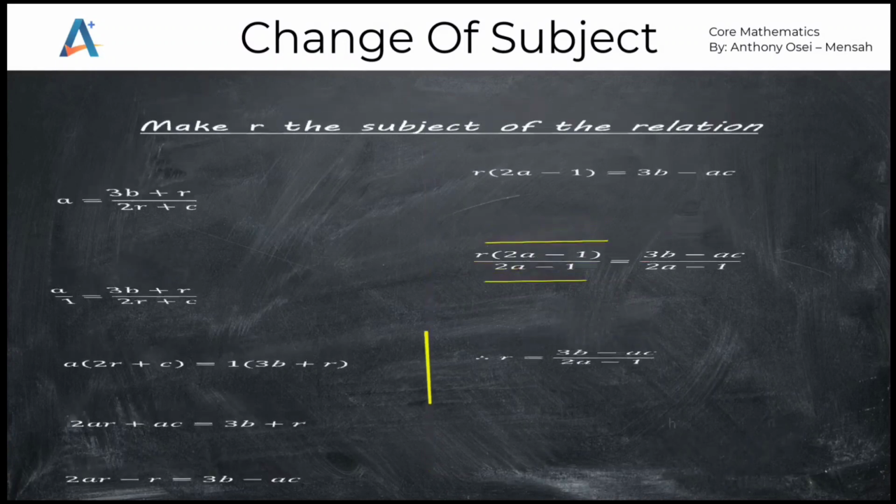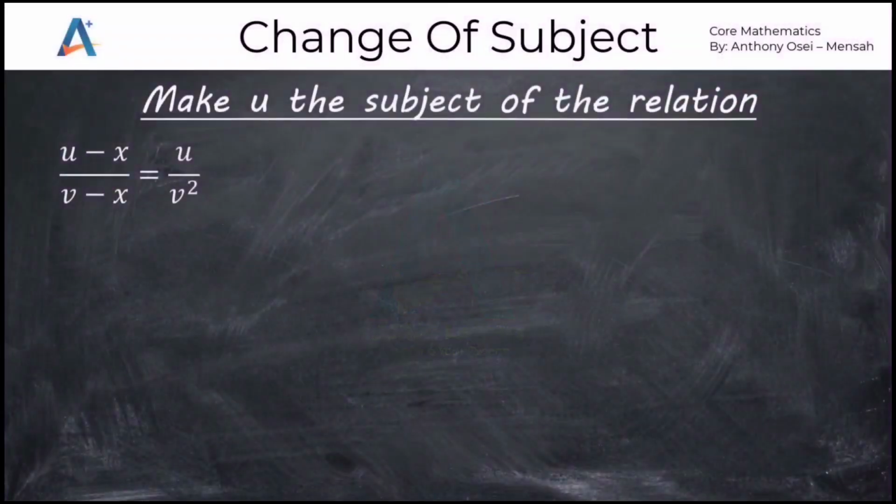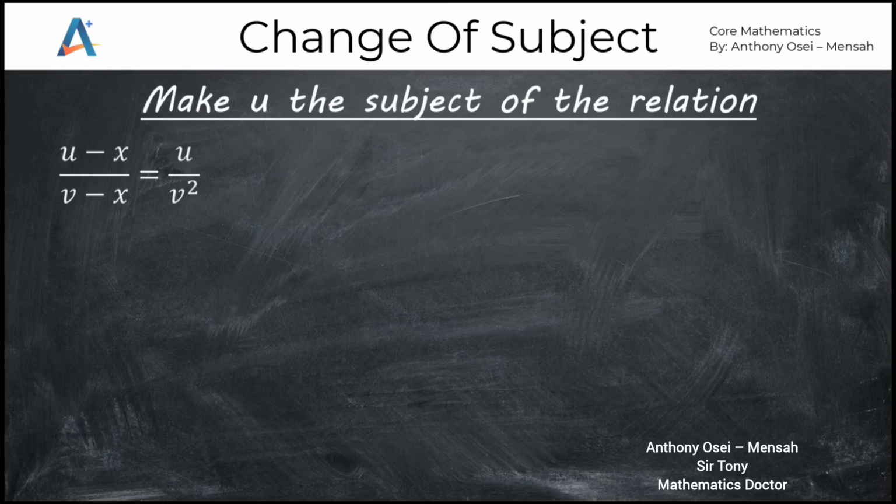Thank you very much. In this question, it reads, make u the subject of the relation u minus x all divided by v minus x is equal to u divided by v squared. This question is change of subject because we've been asked to make u the subject. If you check, u is located at the left hand side of the relation and still located at the right hand side of the relation, which is the equal sign.